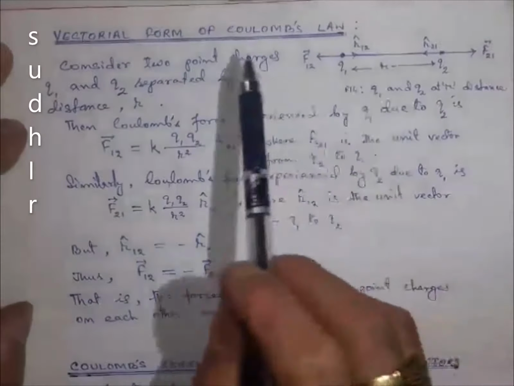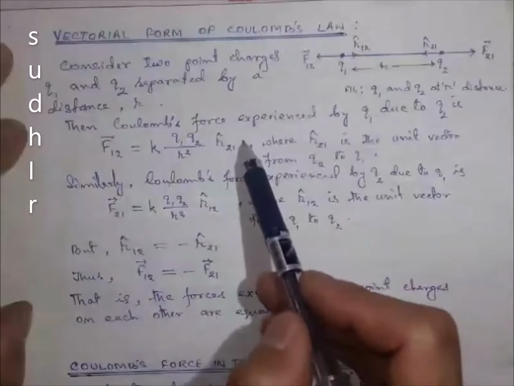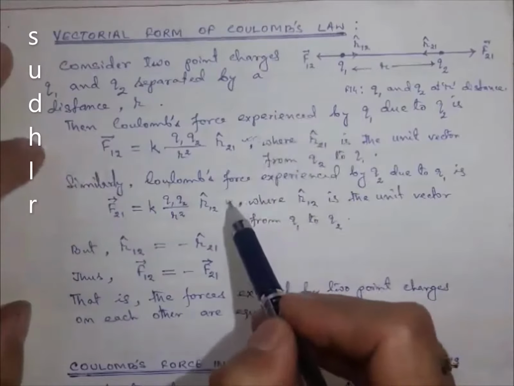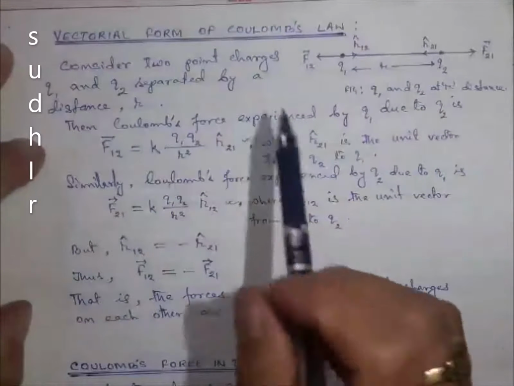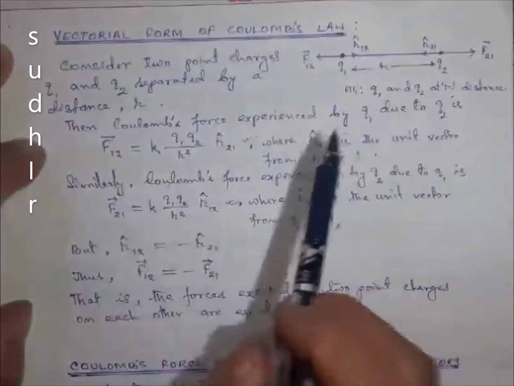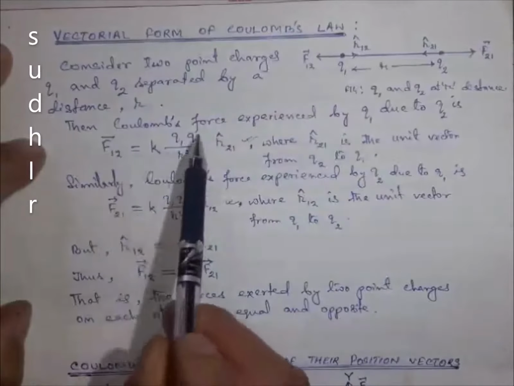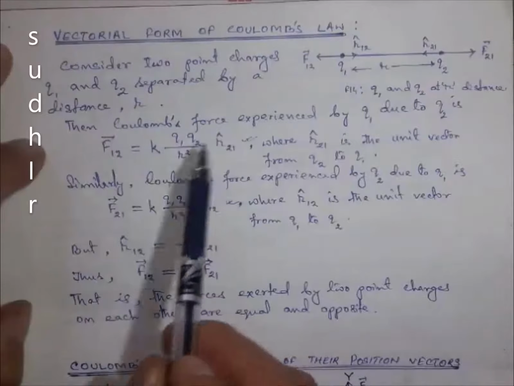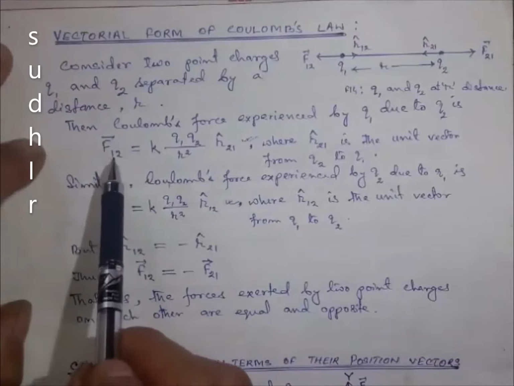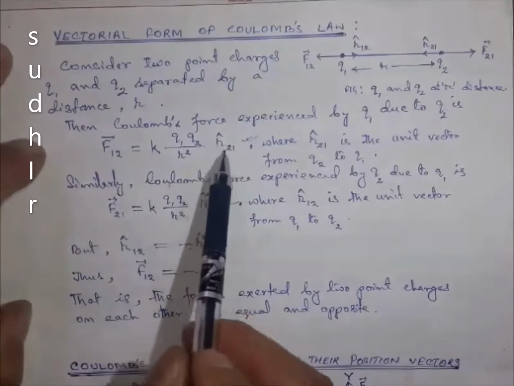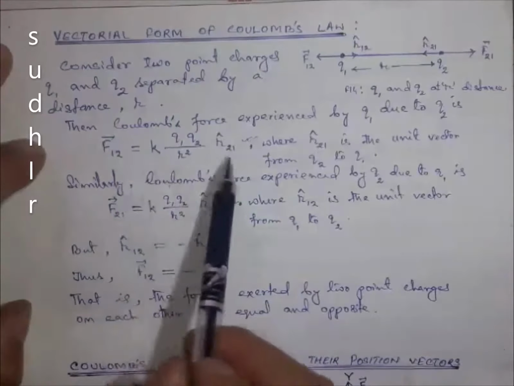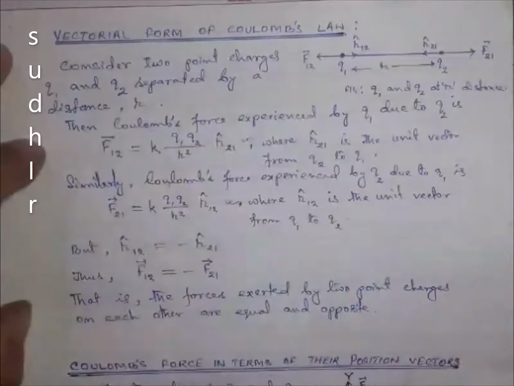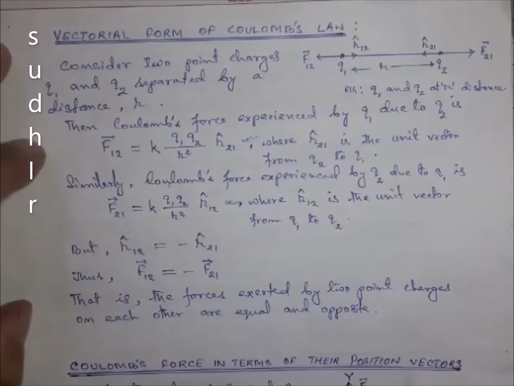So for representing the vectorial form of Coulomb's law, either F12 or F21 will give you the vectorial form of Coulomb's law, because this force gives the magnitude as well as the direction in which the force will be acting, which is given by this unit vector. So this form of representation, we call the vectorial form of Coulomb's law.